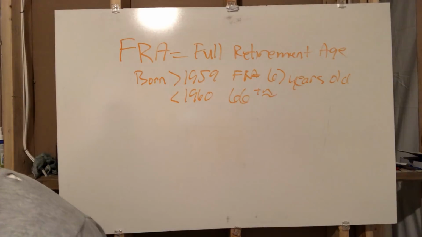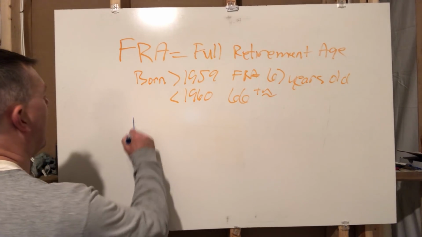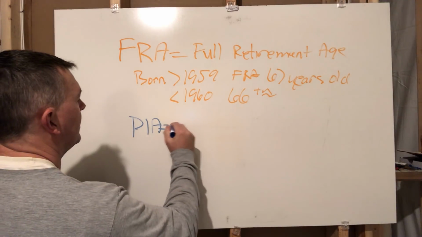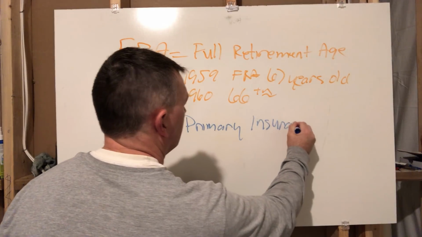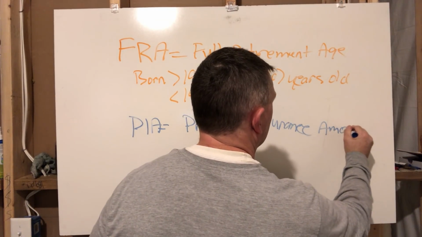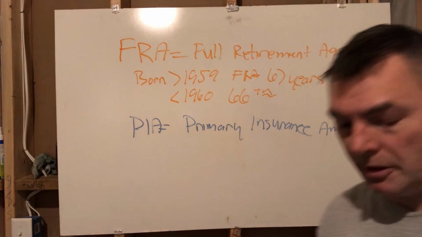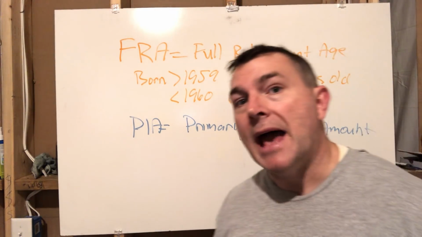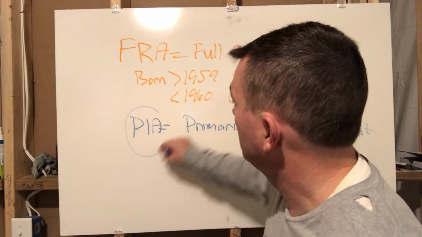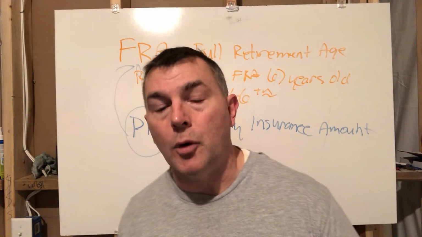All right, so why is that important? Because it's your FRA which determines what your PIA is, and your PIA is your primary insurance amount. Beautiful handwriting right there. Primary insurance amount, that's your PIA. That is the amount you get at your FRA. So your primary insurance amount is the amount you get at your full retirement age.